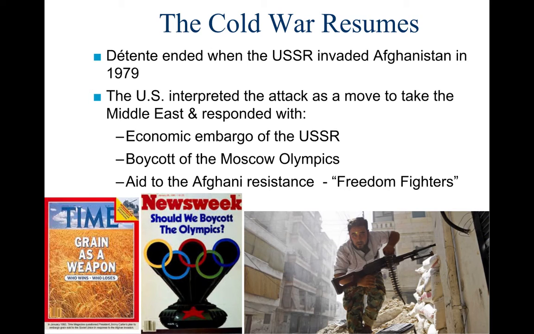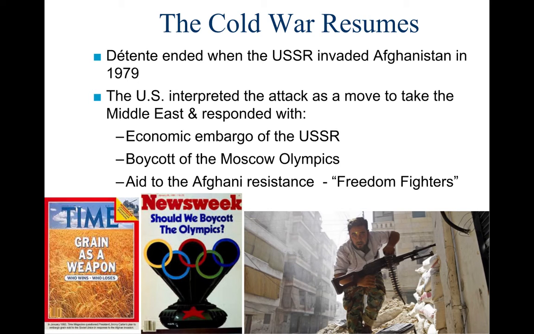come to an end in 1979 when the Soviet Union invades Afghanistan. What we're going to see is that the U.S. is very nervous about this attack. They feel that, first off, the Soviet Union is trying to increase its influence over the Middle East, which very much makes the U.S. nervous because, of course, as we know, the U.S. is very dependent on the oil sources there.